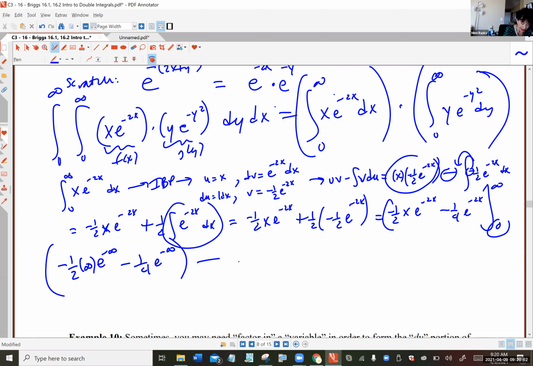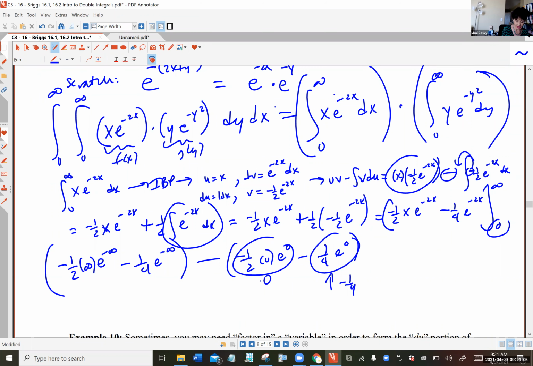And then when I plug in the 0, okay, now this is not 0. This is going to be minus a fourth. This is a 0, 0 times anything is 0. When I distribute the negative, I'm going to end up with plus 1/4 there.